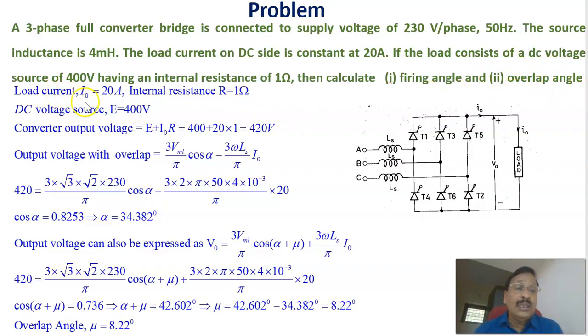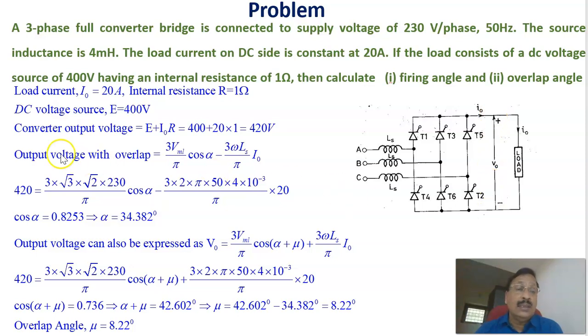Now the load current is given as 20 amperes, and the internal resistance of the battery is 1 ohm. The DC voltage is given as 400 volts. The converter output voltage equals the battery voltage plus the drop across the internal resistance. Therefore, it is 400 volt plus 20 into 1 ohm, or 420 volt. For the voltage across this battery, it should be equal to 420 volts.